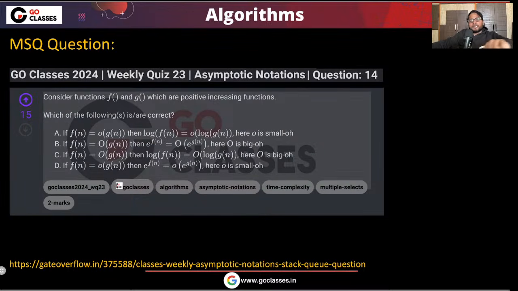This question is from the weekly quiz, from our GO Classes weekly quiz. You might have solved it, but since it is a revision, let's just solve this again. Consider this function f and g, both are positive and increasing functions. Which of the following is correct? If both are related by small o, then their log is also related by small o. Is this true or false?